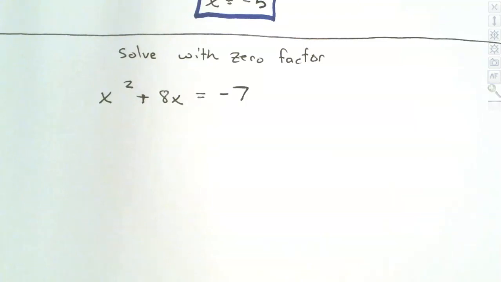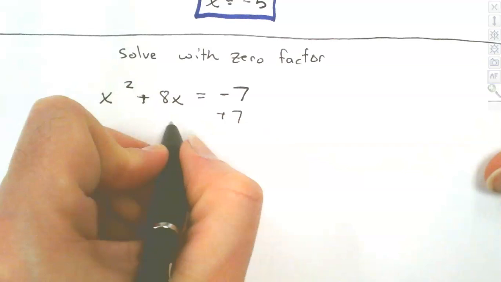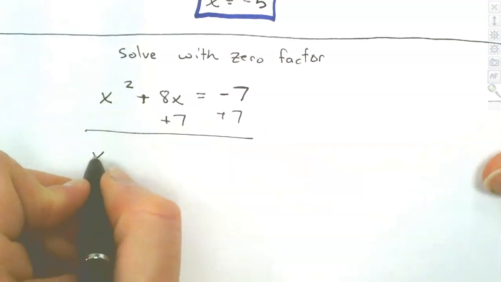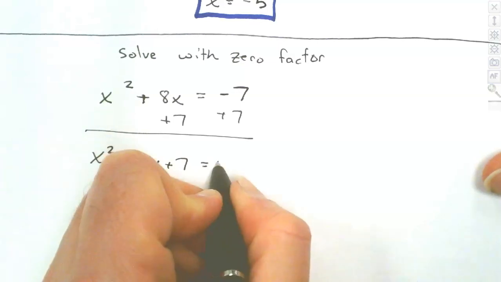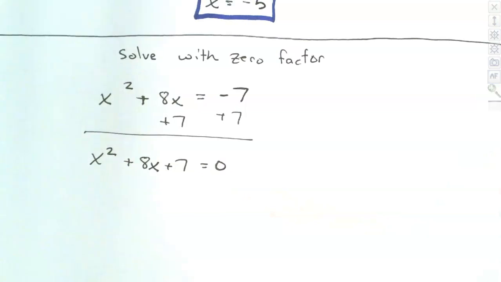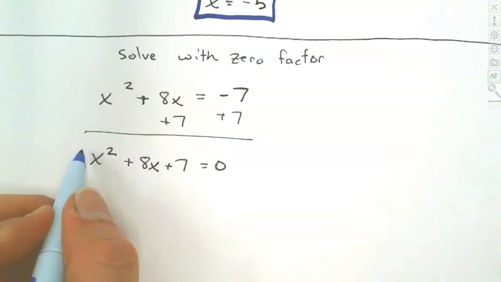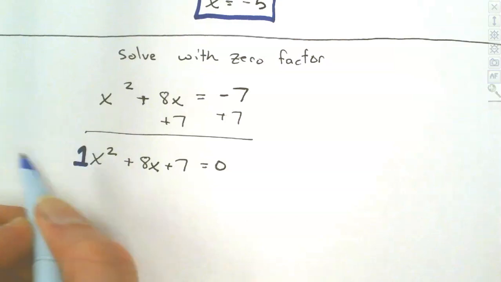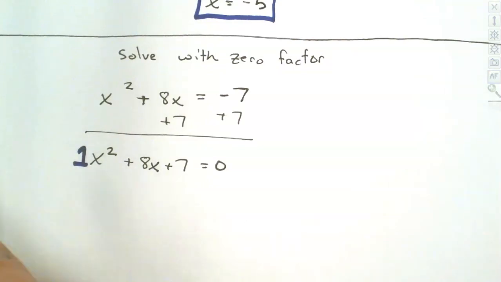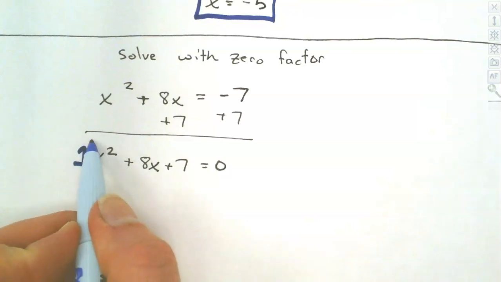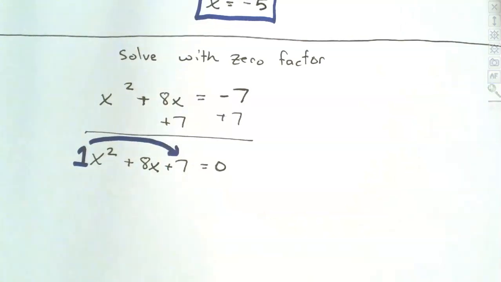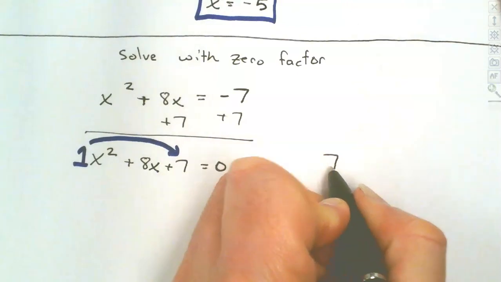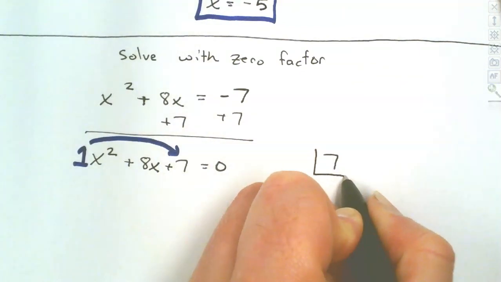Okay, so what do we first need to do? This is nonlinear, so we set it to 0. So I'm going to add that 7. Now we have x squared plus 8x plus 7 equals 0. If there's no number in front of that x squared, we put a 1 in front. And starting off with an easier one, we'll look at some more complicated ones in a moment. But we'll put that 1 in front, and then we take the first number times the last number. So 1 times 7 is a 7. We're going to put it over here in a box.